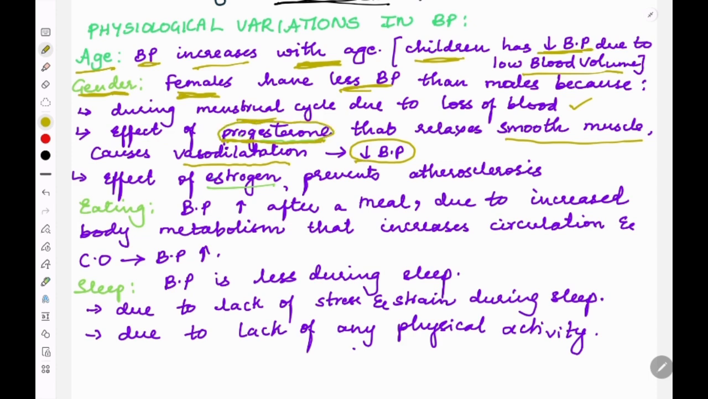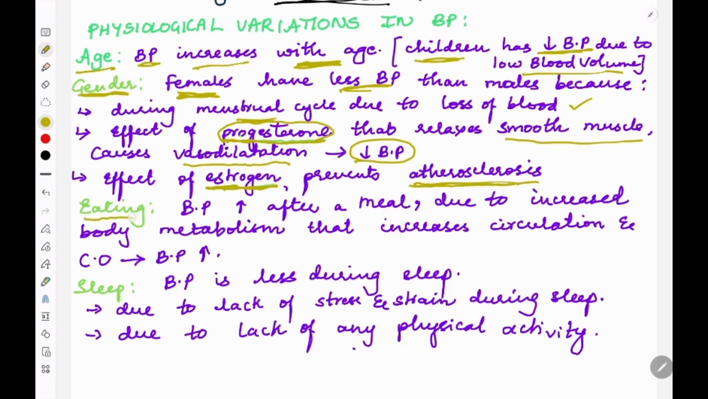And the third reason is estrogen. This is not that important, but if you want to remember, you can: the effect of estrogen is that it prevents atherosclerosis. So how is atherosclerosis prevented? By vasodilatation. So these are the reasons why the females have lesser BP.